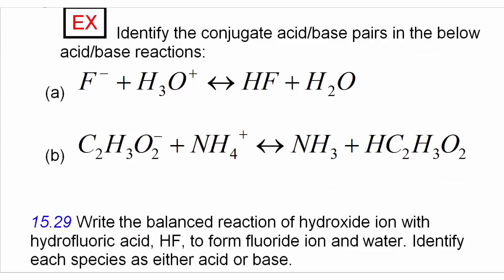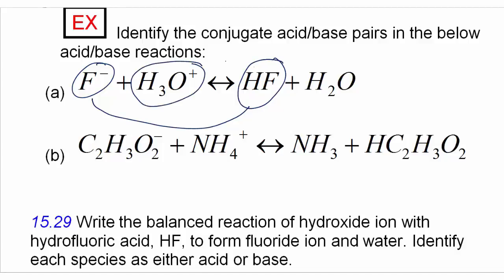So let's take a little practice here. Identify the conjugate acid-base pairs in the below acid-base reactions. So that's not too bad. Fluoride has to get paired up with hydrofluoric acid because they differ by one H+. Hydronium ion and water, there's my conjugate acid-base pairs.